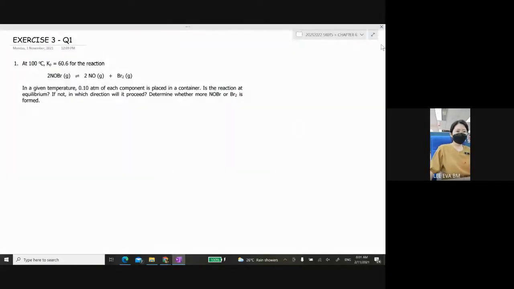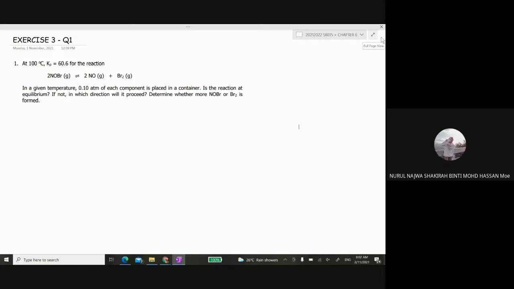So for question number one, I just want to recap a little bit with you. Can you tell me at what time, or in which question, we need to find the reaction quotient and compare Q with K? Any clue? Nobody has any clue? Hello? Direction.